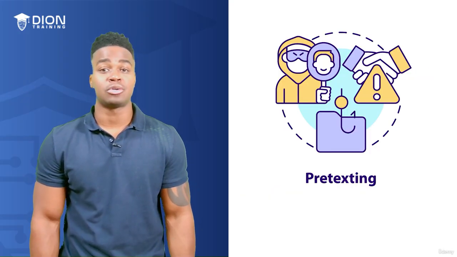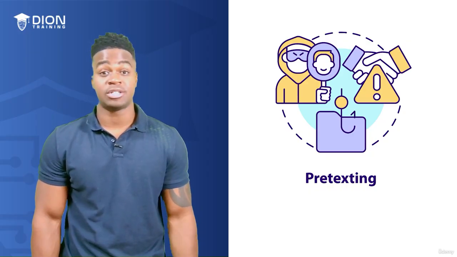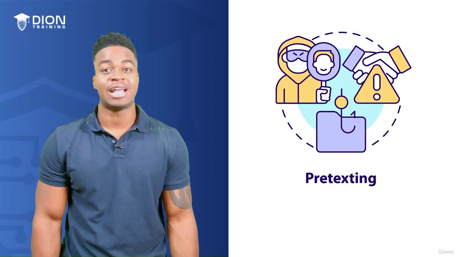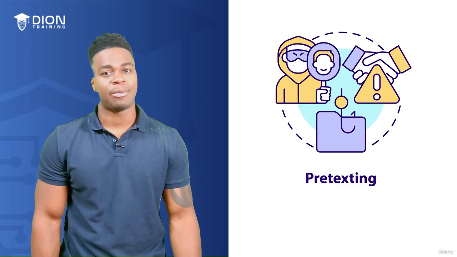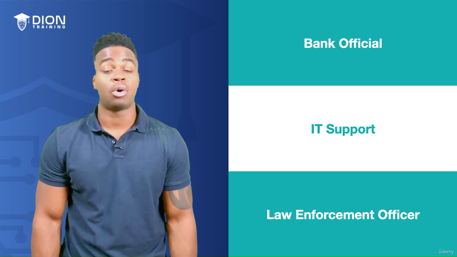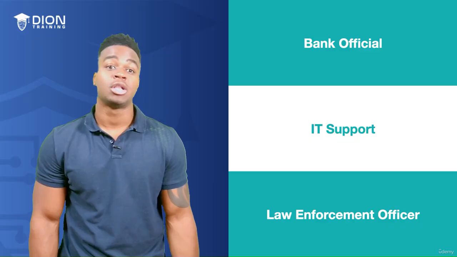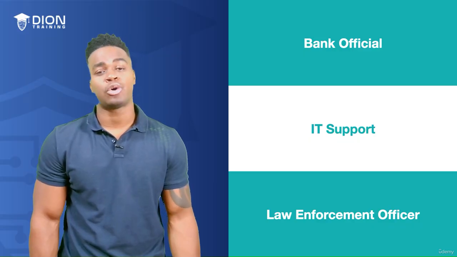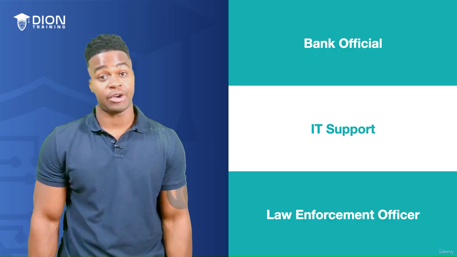Next, we have pretexting. Pretexting is a form of social engineering where attackers create a convincing pretext or fabricate a scenario to manipulate their targets into divulging sensitive information or performing actions that compromise security. The attacker often impersonates a trusted individual or an authority figure such as a bank official, IT support, or law enforcement officer to gain trust and get them to divulge confidential or sensitive data to the attacker.